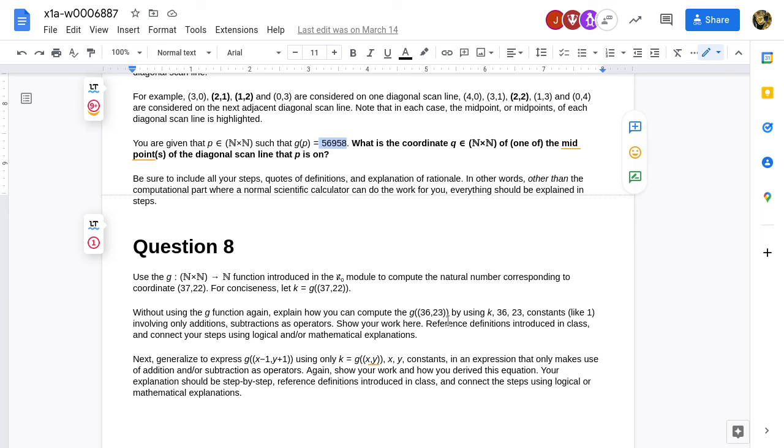How would you approach this problem first? You look at what is given to you, right? You are allowed to calculate the exact value of g of 37, 22, which is 1 pixel. And you're now asked to compute the g value of another pixel, which is 36, 23. You go like, how do we do that?